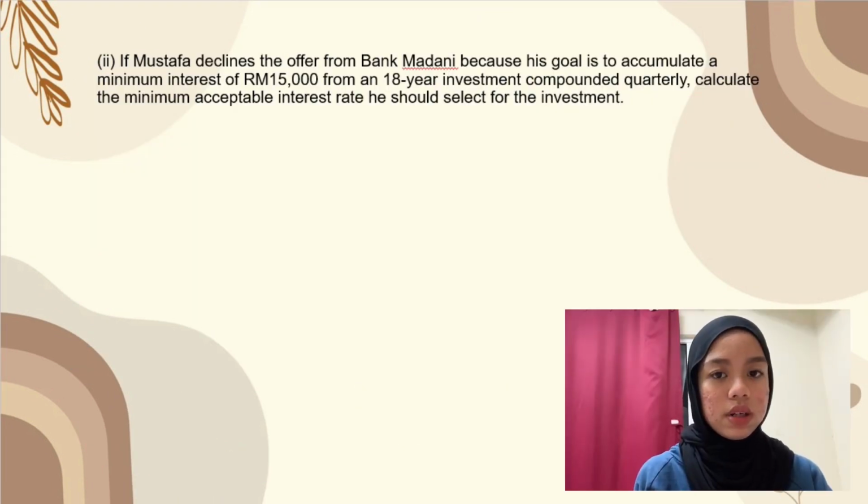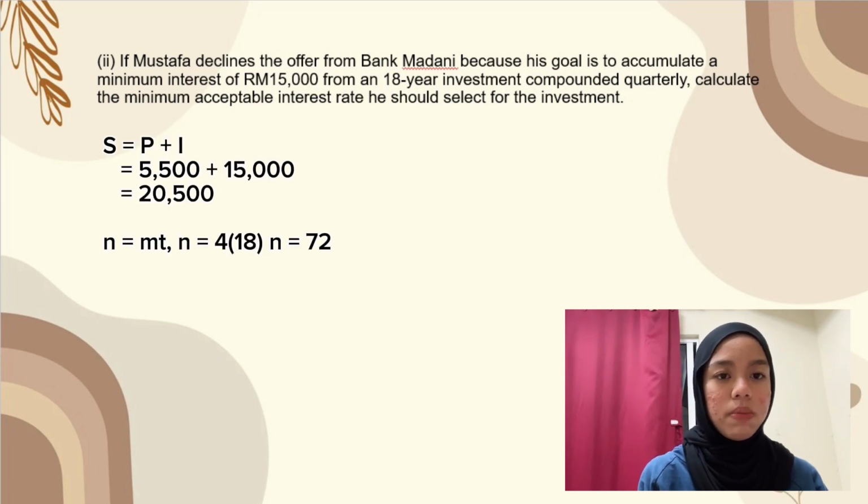For the next question, if Mustafa declined the offer from Bank Madani because his goal is to accumulate a minimum interest of 15,000 from an 18 years investment compounded quarterly, calculate the minimum acceptable interest rate he should select for the investment. Firstly, we need to find the S value by using S equal to P plus I.